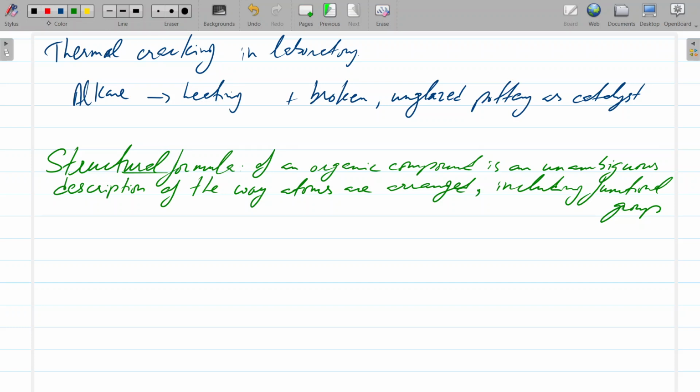Now, let's take an alkane to be simple to begin with, and let's take propane. So you know propane is C3H8. So that's the molecular formula. We know this is what propane looks like. So this is the displayed formula.